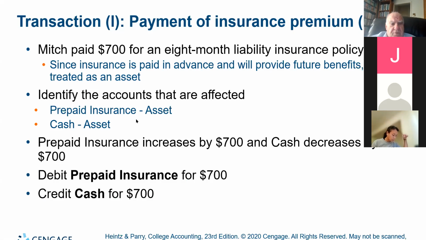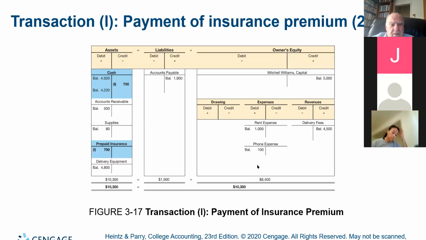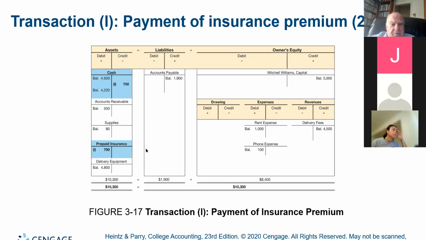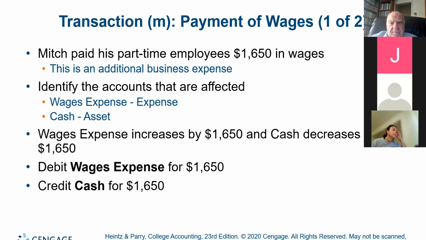So we purchased another asset called prepaid insurance, which we're going to debit, and we're crediting cash. And now we've added another asset, prepaid insurance. They slipped it in before the delivery equipment right here, the blue and blue. So we're getting there, huh?